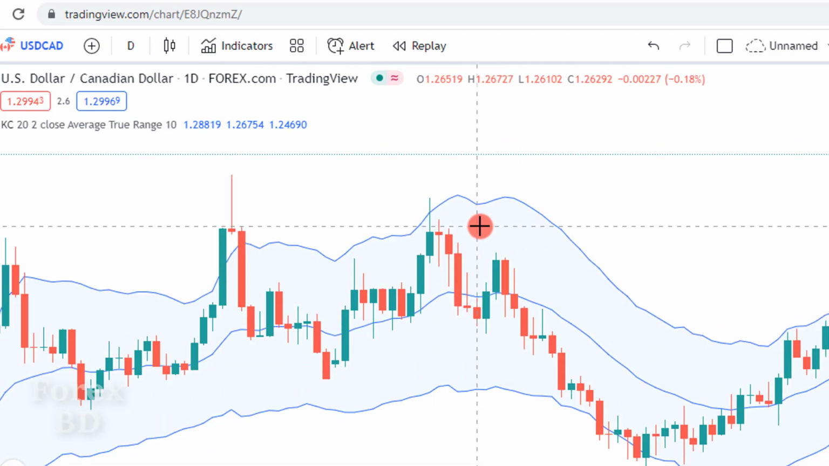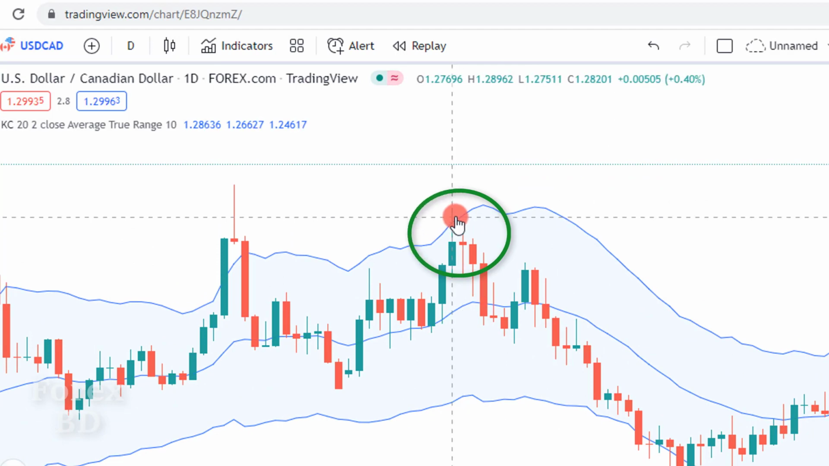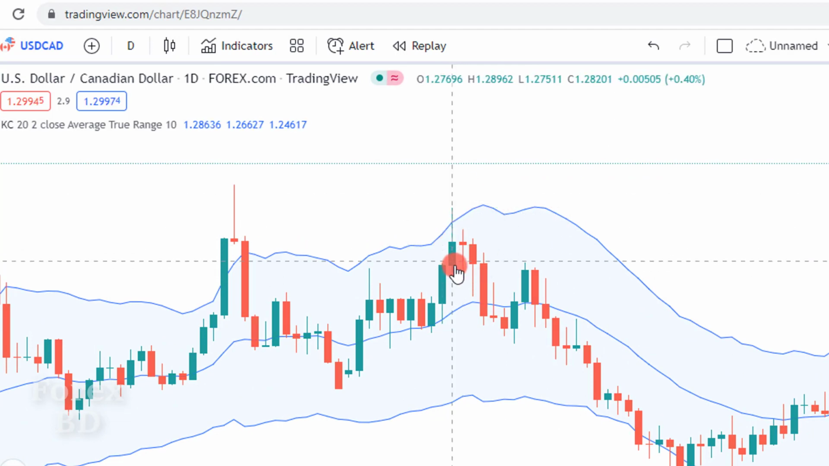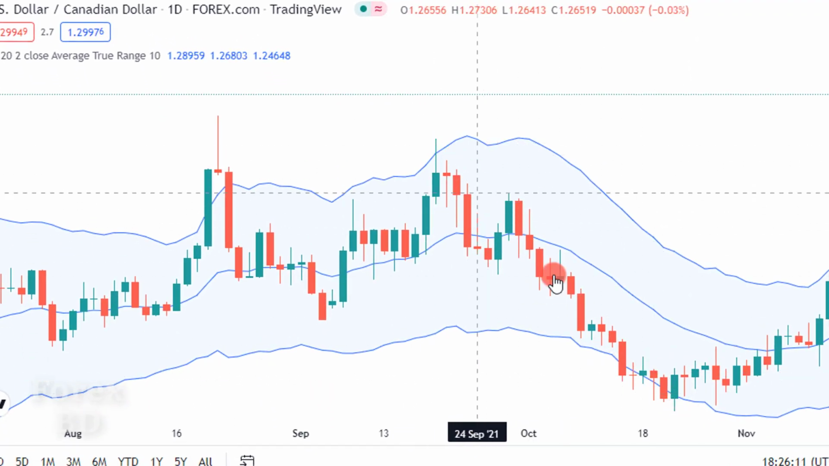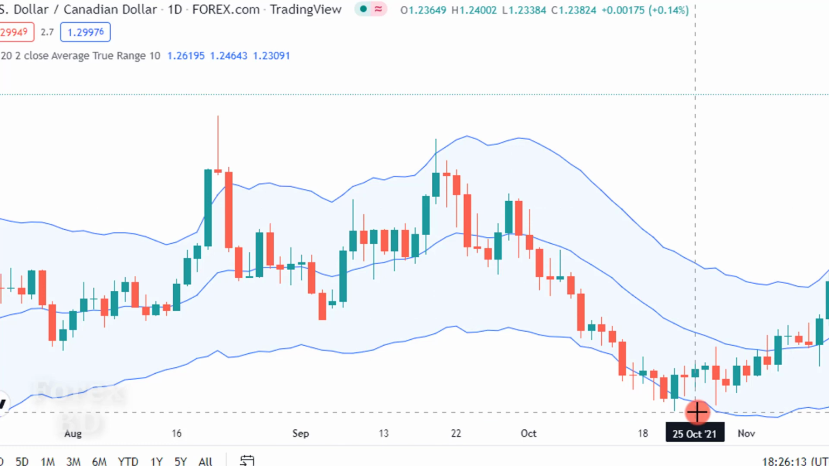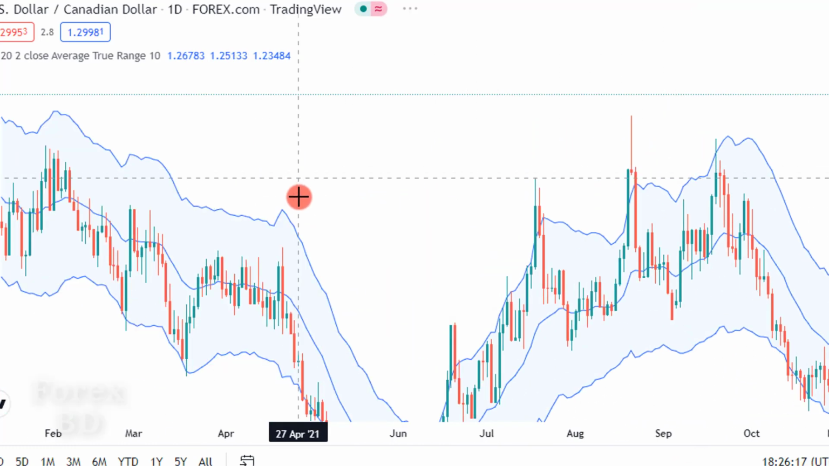You can see on the screen that the shadow has touched the upper line. So in such a moment, you will take a sell entry. And you can see that the market went down a lot. So this is an example for this strategy. And you will get a lot of placements like this. I hope you have understood.